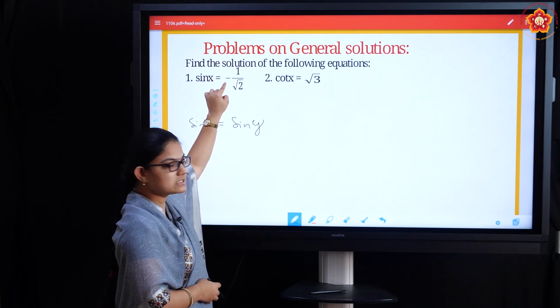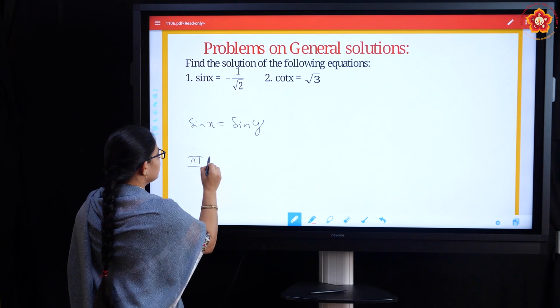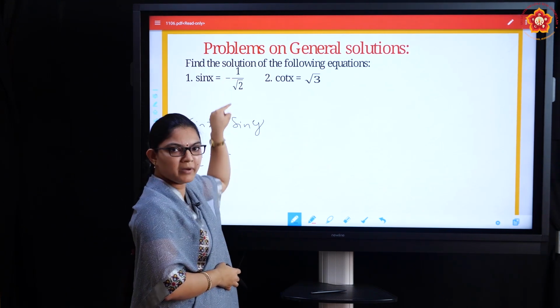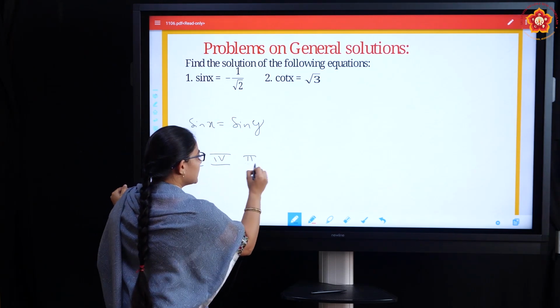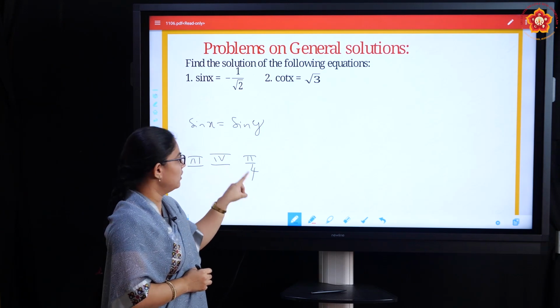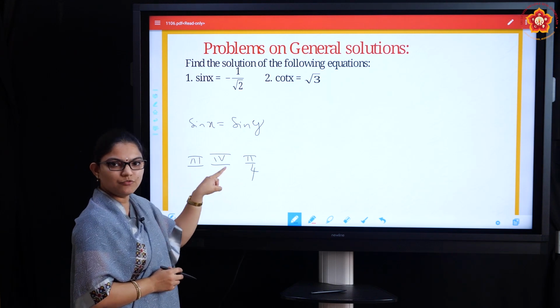So first of all, it is a negative. Sin is negative in the third and the fourth quadrant, and it gives you 1 by root 2, that is plus 1 by root 2 for the angle pi by 4, right? So now what we have to do is find the value of pi by 4 in the third quadrant and the fourth quadrant.